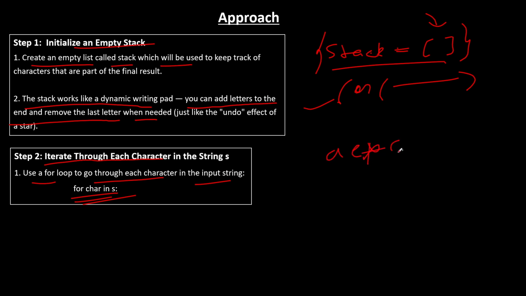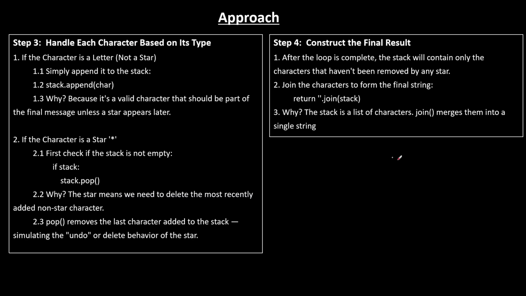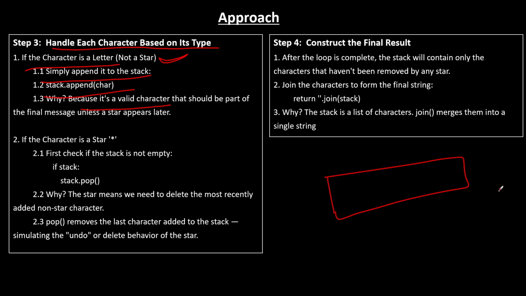These are the characters, and you go through the string and keep pushing them into the stack. We handle each character based on its type. If a character is a letter which is not a star, we simply push it into the stack, appending it to the list named stack, because it is a valid character. And remember, since we are using a list, we will push from the back, right?